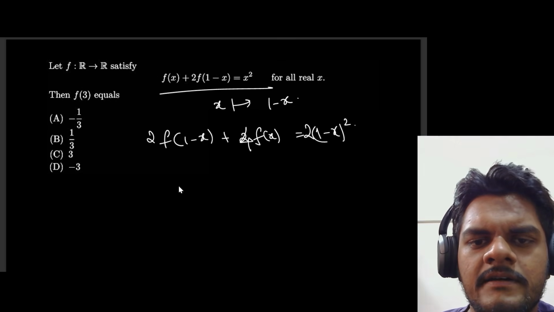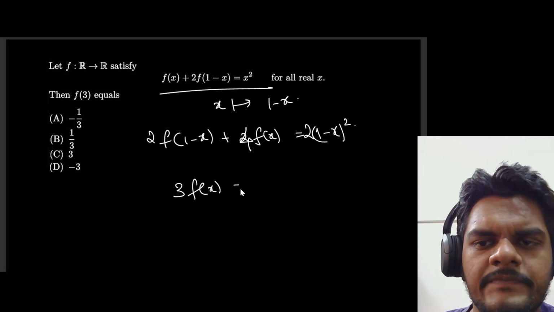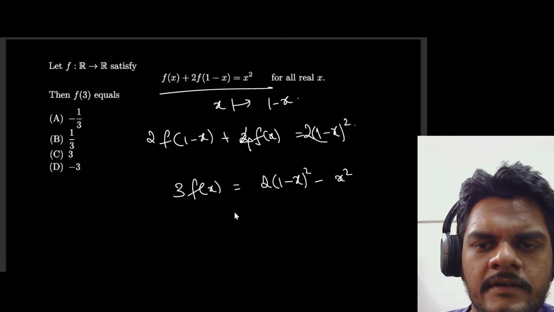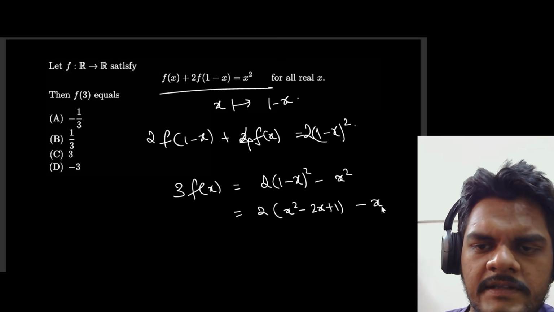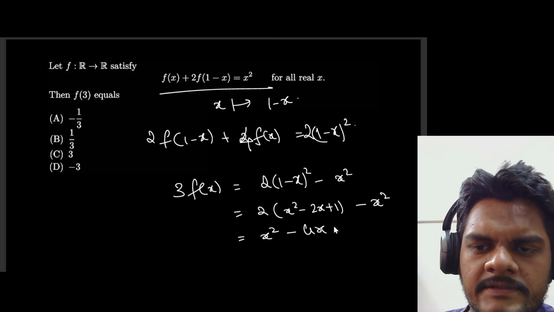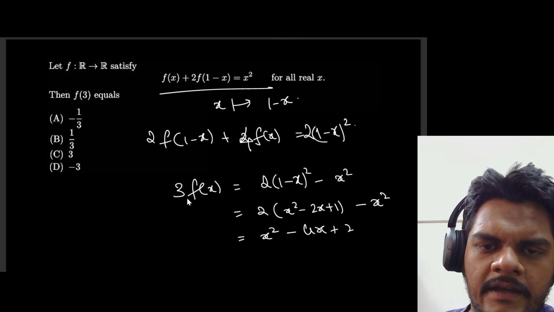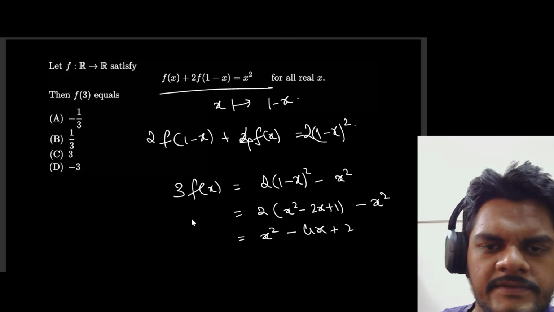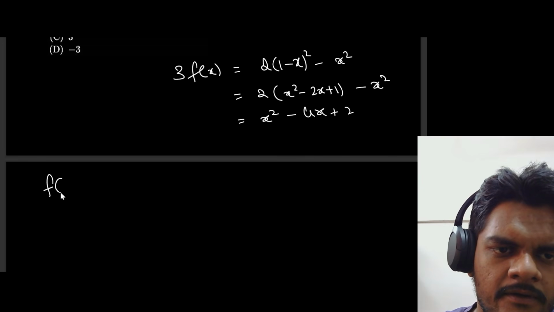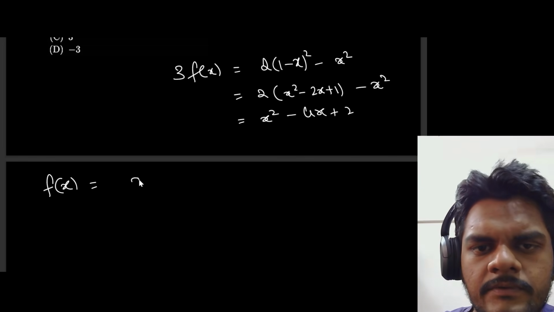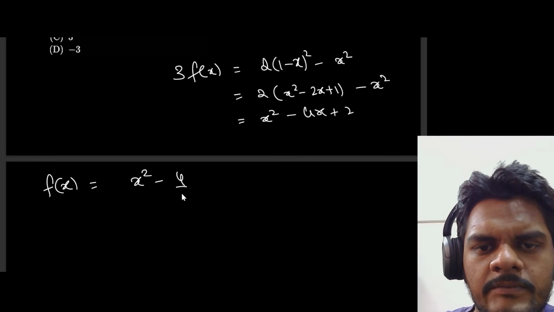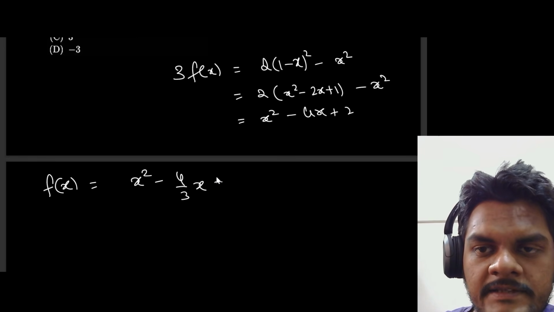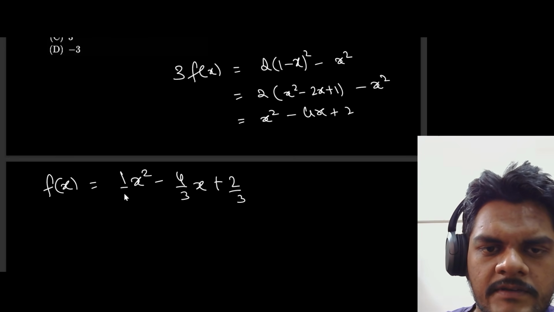So I will get 3f of x is equal to 2 times (1 minus x) squared minus x squared. So it is 2 times x squared minus 2x plus 1, minus x squared. So this is x squared minus 4x plus 2, and this is 3f of x. So you'll get f of x to be equal to x squared by 3, minus 4 by 3 x, plus 2 by 3. This is 1 by 3.